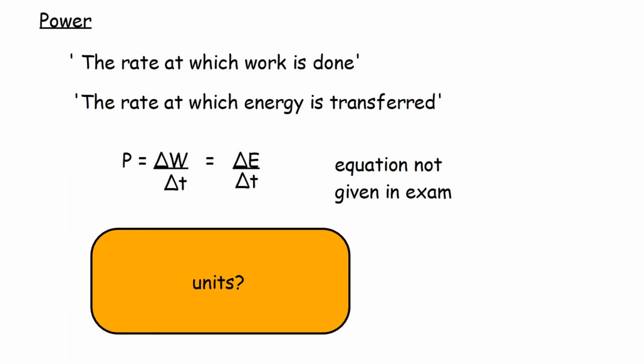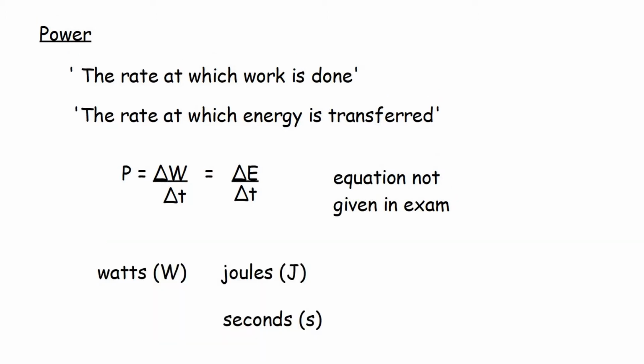Key definition: power, the rate at which work is done, and the rate at which energy is transferred. P equals change in work or work done divided by time taken, which equals energy transferred divided by time. Remember, if we're talking about the rate of something, we will be dividing by the time taken. What are the units of power? The question answers itself. Unit of energy, joules. Unit of time, seconds. Then 1 watt equals 1 joule per second of energy transfer.